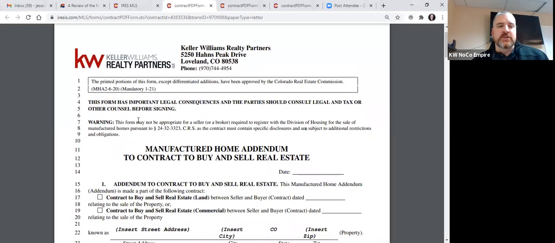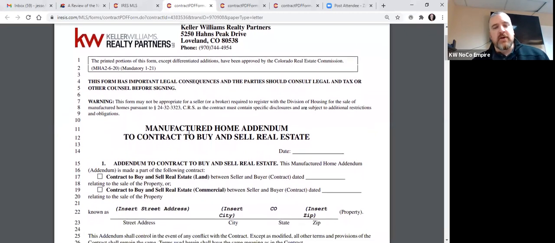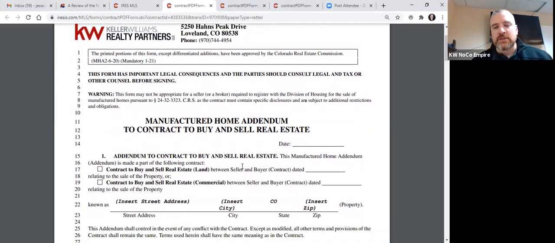So what this manufactured home addendum says is, okay, this is an addendum to the contract to buy and sell real estate, and it's being made a part of which of these contracts? Either the contract to buy and sell real estate land or the contract to buy and sell real estate commercial. So why do we not see the residential contract in there?